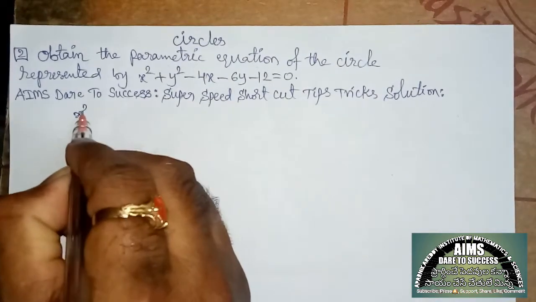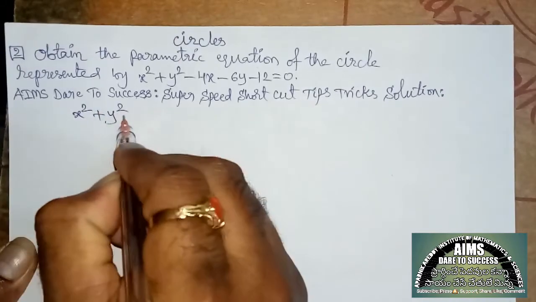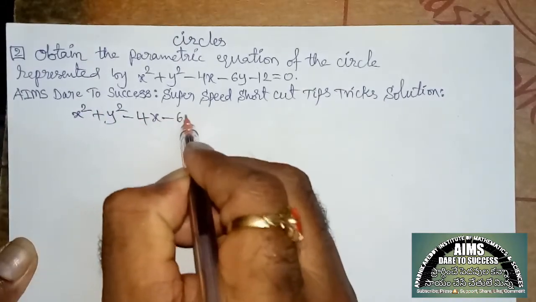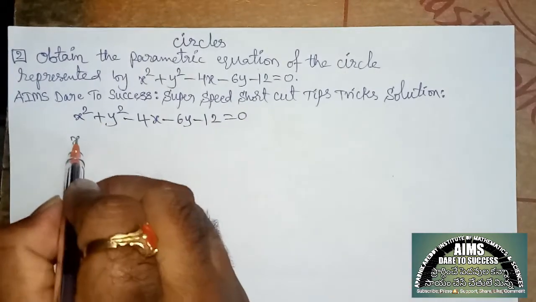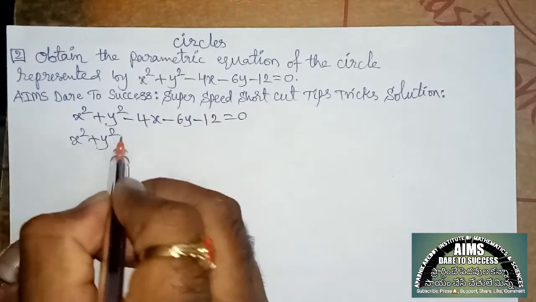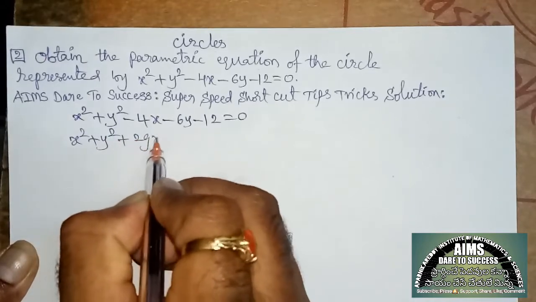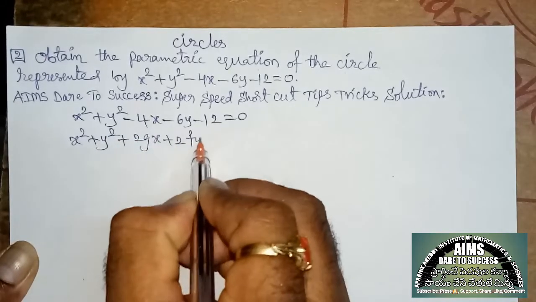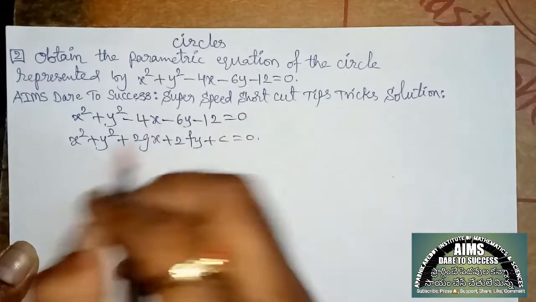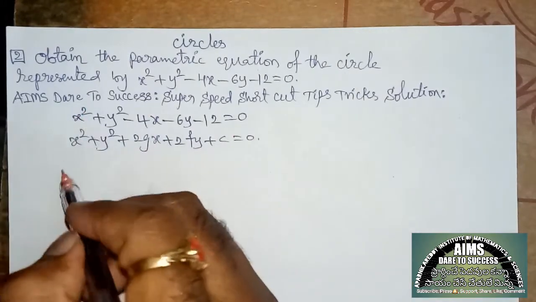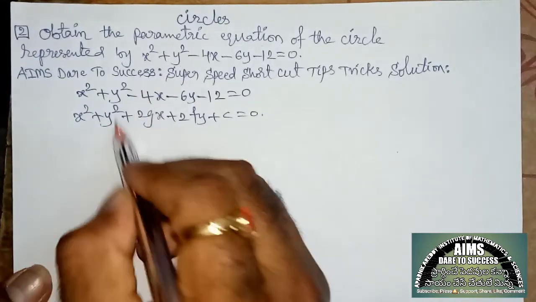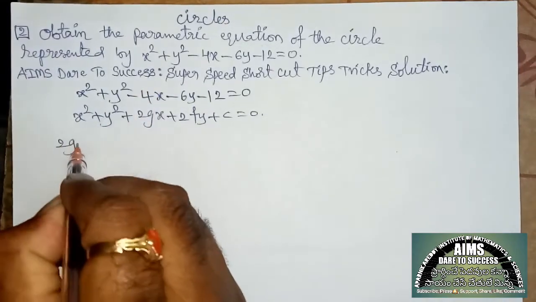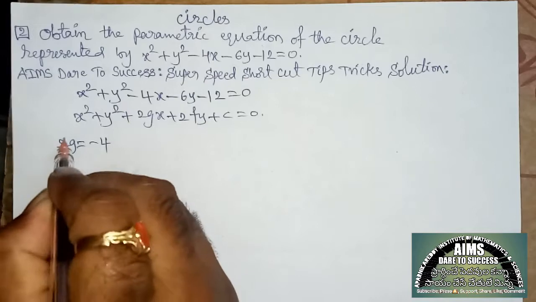Given the equation of the circle x² + y² − 4x − 6y − 12 = 0, I am comparing it with the standard equation of the circle x² + y² + 2gx + 2fy + c = 0. Comparing, x² equals x² and y² equals y², no need to write. Next, the x coefficient: 2g equals −4.